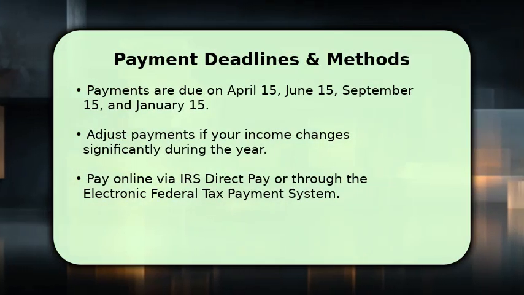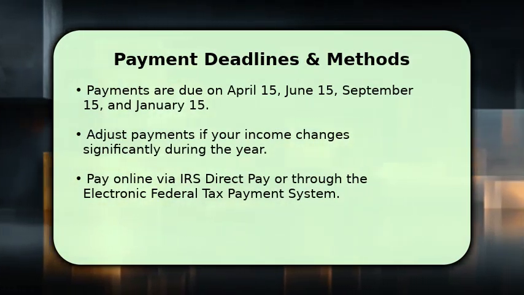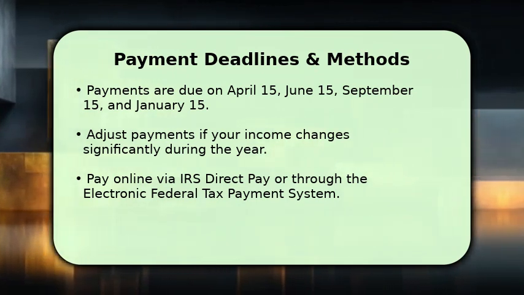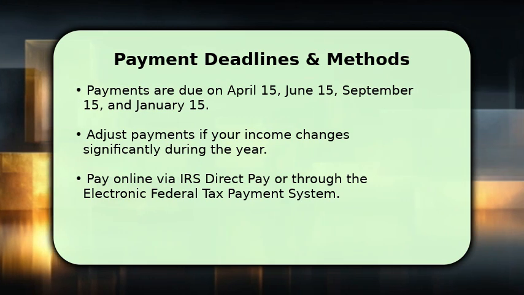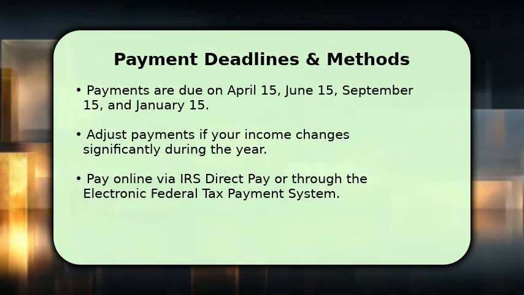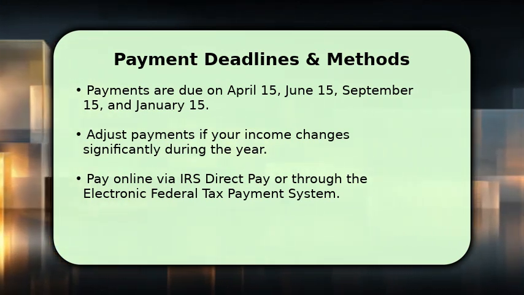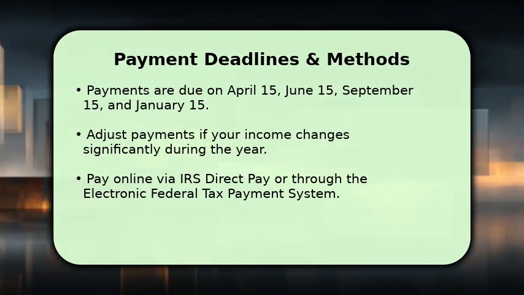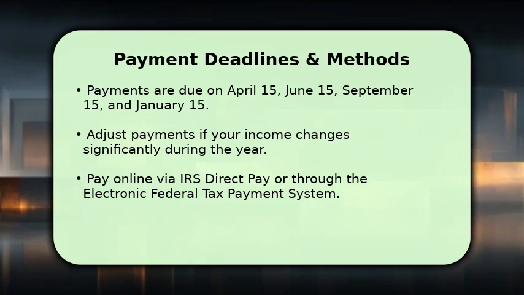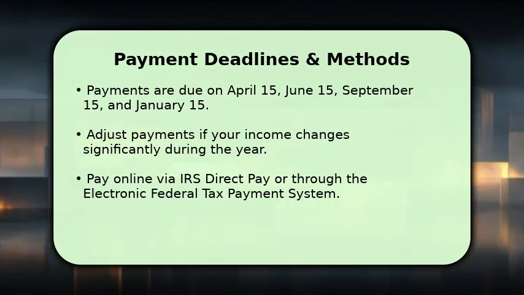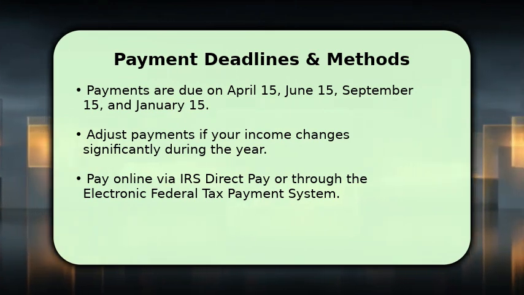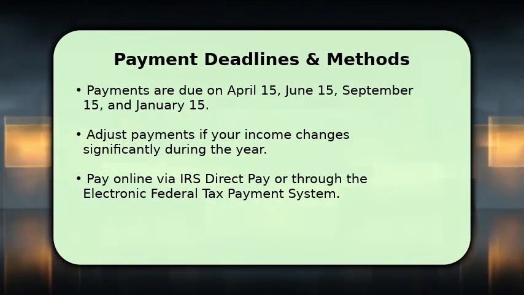Now let's talk about payment deadlines and methods. The 4 quarterly payment due dates are typically April 15th, June 15th, September 15th, and January 15th of the following year. It's wise to adjust your payments if your income fluctuates throughout the year to avoid penalties. You can easily pay online using IRS Direct Pay or through the Electronic Federal Tax Payment System, also known as EFTPS. These are convenient options.